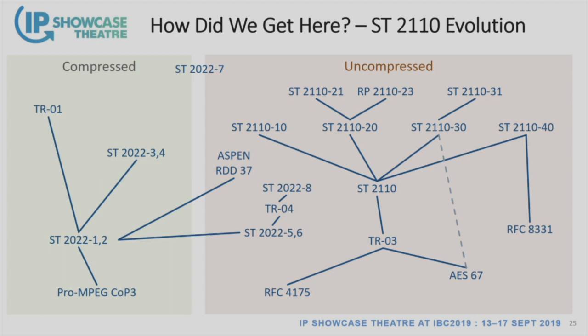And then recommended practice 2110-23 and ST 2110-22. Those are new documents. RP-23 is how we do large format video over multiple substreams, makes it easier for some networks to handle. And 2110-22 has just been released, and that is how we do compressed constant bit rate over an IP network in a way that's compatible with 2110.